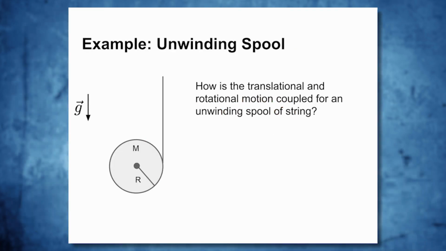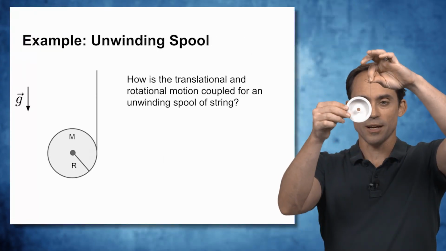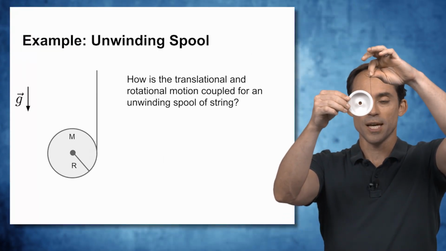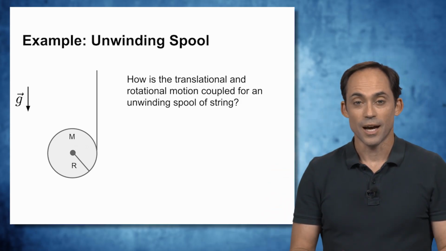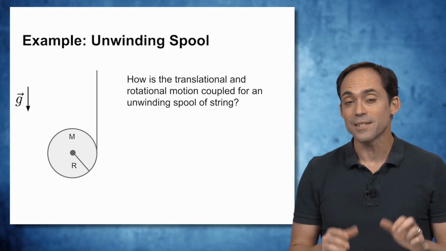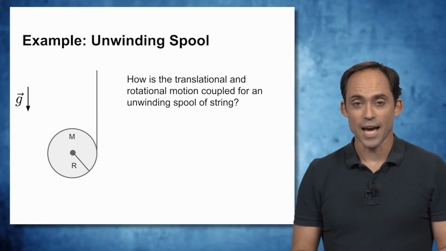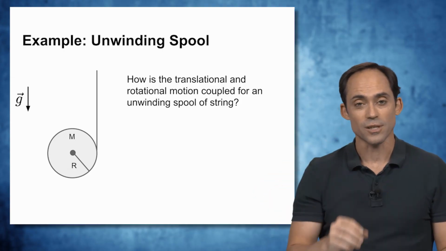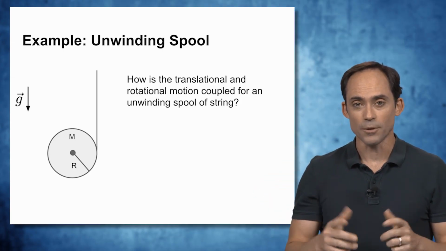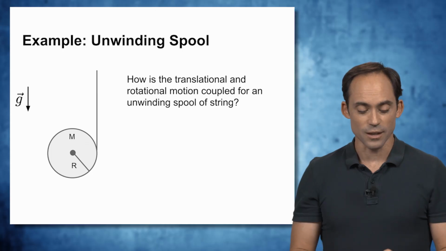So the model we'll look at is an example of an unwinding spool, so something like this, where I've got a string attached and wrapped around a spool, and I'm simply going to let this go and let it roll away. A fairly simple motion, clearly an accelerated motion, and we'll want to see how both the translational acceleration downward and the rotational acceleration as it spins around are coupled to each other through the forces that are acting on the object.